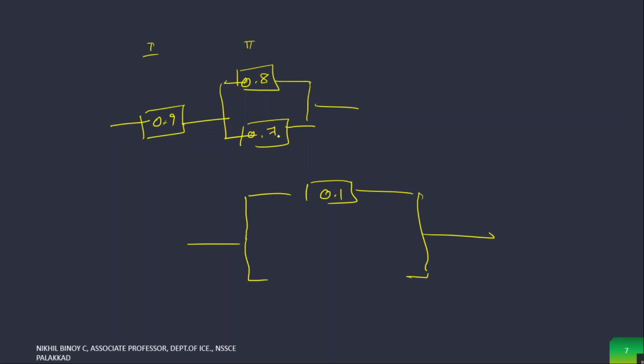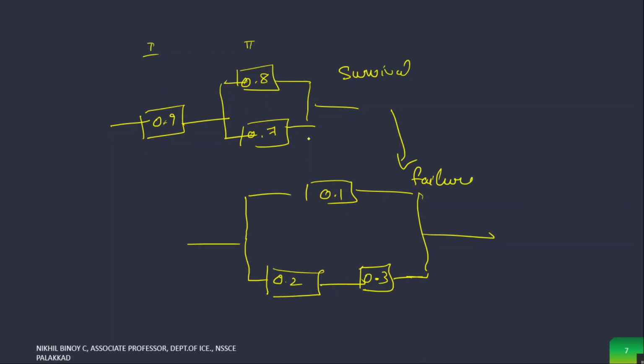Now what about this parallel block? This block has 2 parallel elements. So if you are converting this one into failure, it will become a series configuration. So 0.8 will become 0.2. The next one will become 0.3. So this is survival. So by using this one, you can find the failure. What we did, one configuration is converted to another one by using the duality. Okay. And by using the duality, failure is determined.